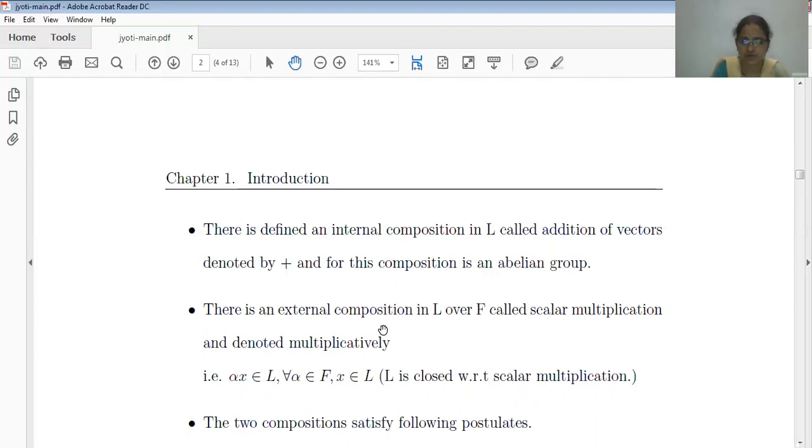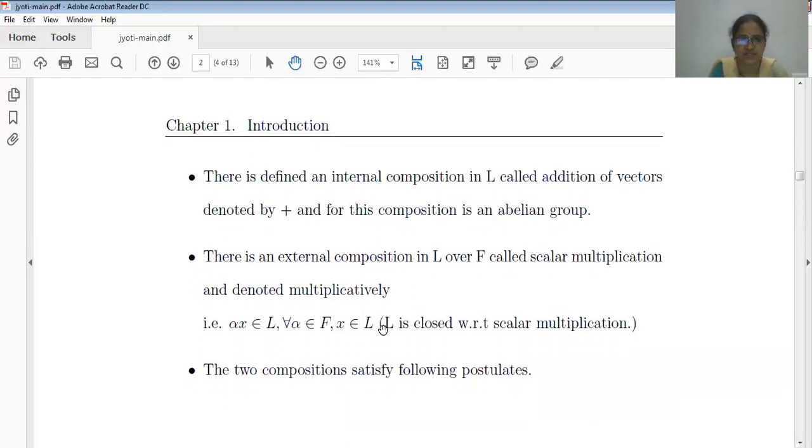The second condition for the vector space or a linear space is, there is an external composition in L over F called scalar multiplication and is denoted multiplicatively. That is, alpha x belongs to L for all alpha in F, for all x in L. With this condition, we simply mean that L is closed with respect to scalar multiplication.